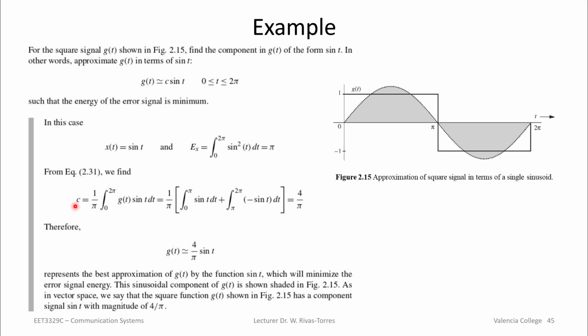So when we want to calculate c, 1 over E sub x was 1 over pi, and this is the product of the two functions. Now g of t is defined between 0 and pi, so it's not a continuous function, it's discontinuous. So we evaluate it as 1 between 0 and pi and as minus 1 between pi and 2 pi, so that's why the integral gets broken in two, and you can see, this is 1 times sine and this is minus 1 times sine. And if you do the whole integral, you end up with 4 over pi.